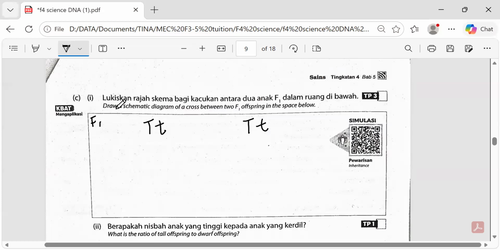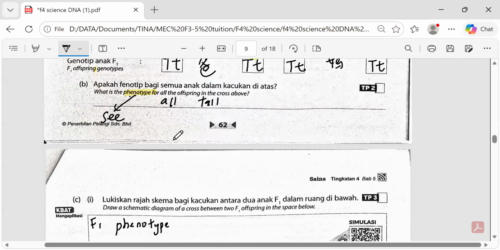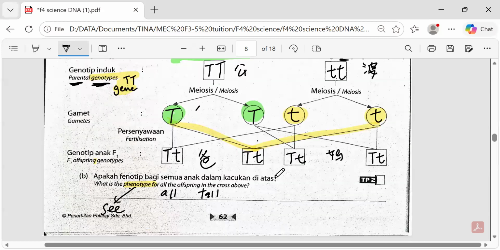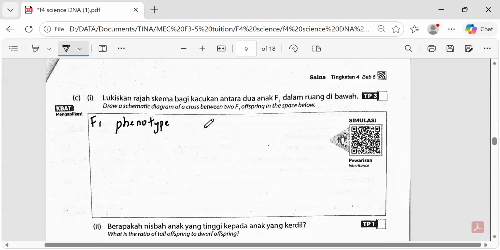First, I write phenotype. Wait, I make it nicer. Phenotype, I just told you, phenotype is what you can see. So just now you can see the Papa Mama is tall or short. Papa Mama is tall or short? Tall. All tall. Right. Okay, so phenotype is what you can see.